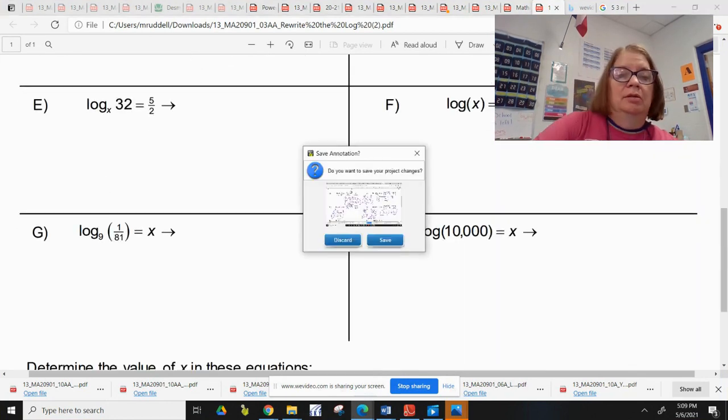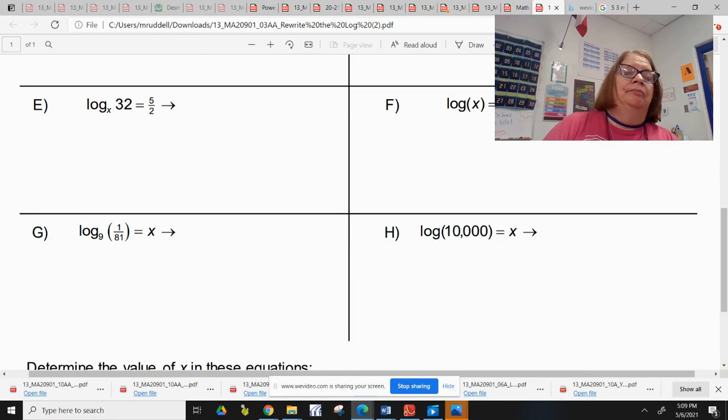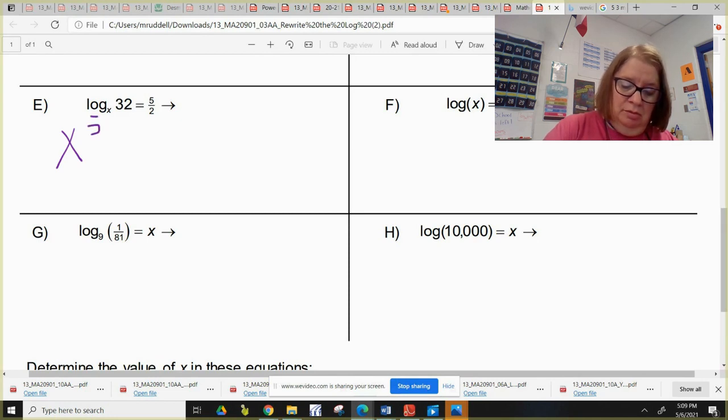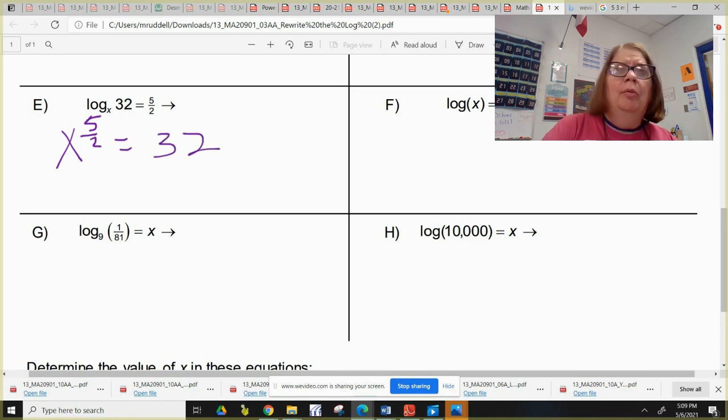Letter E, x to the log x of 32 equals 5 over 2. The base is x. The power is 5 over 2. That doesn't look like a power. Let's redo that. If you remember when previously this year we solved equations with rational exponents by raising to the reciprocal power.